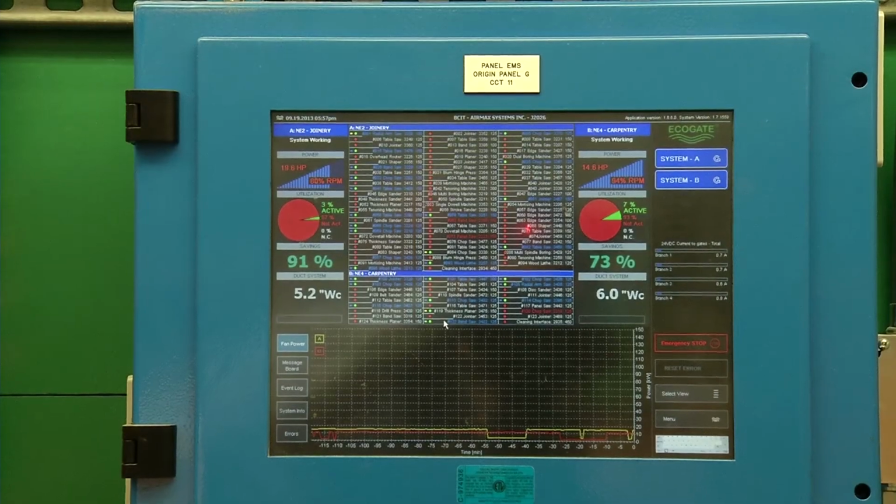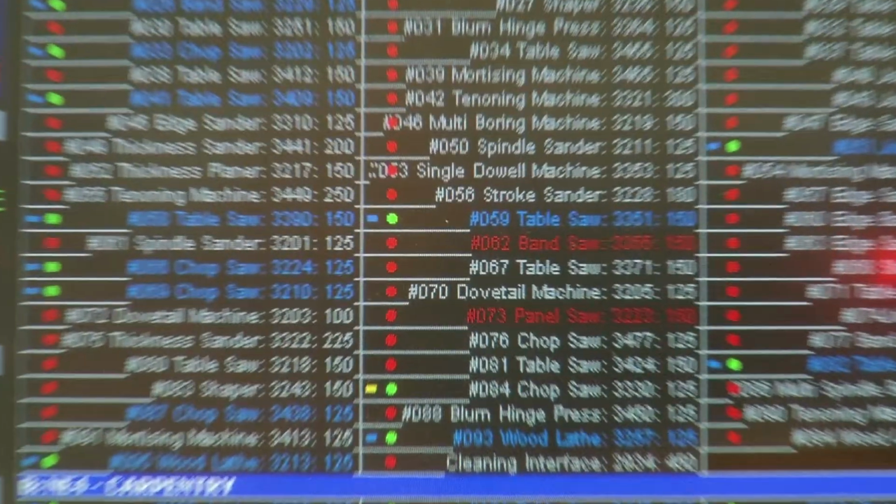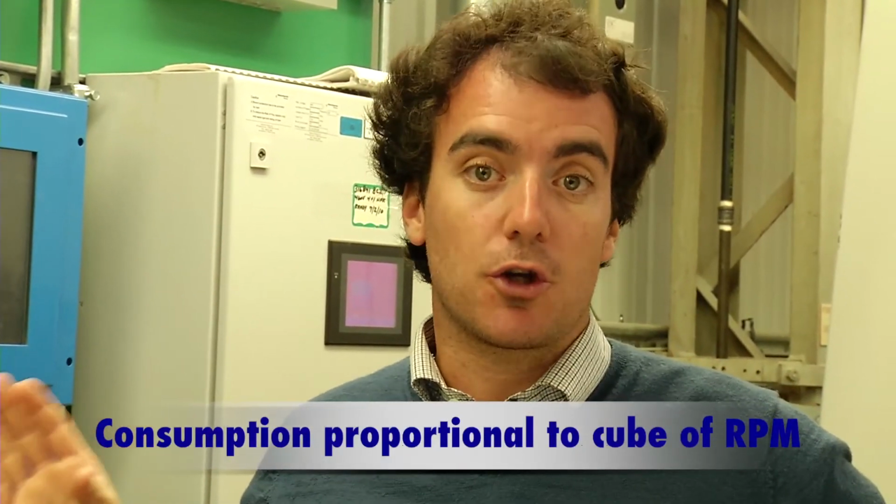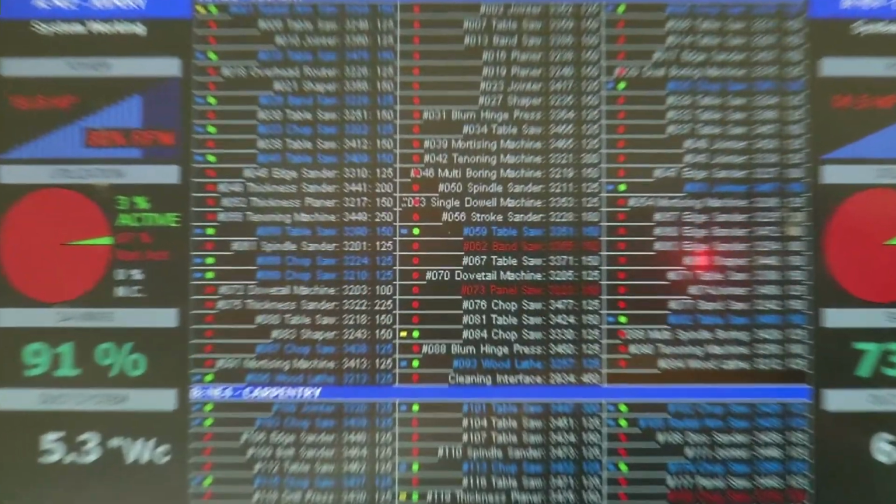You've got to remember that in this system we're saving a lot of electricity because we have high efficiency motors, we have the right size for the motors, but the biggest component of our savings comes from the fact that the consumption of electricity in a motor is proportional to the cube of the RPM. And so if you can lower the speed of rotation of your motor by changing the frequency, you can save a lot of electricity.